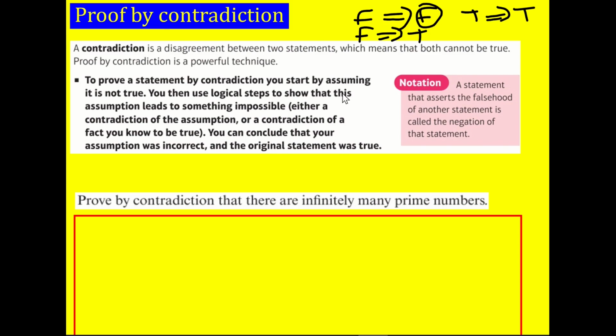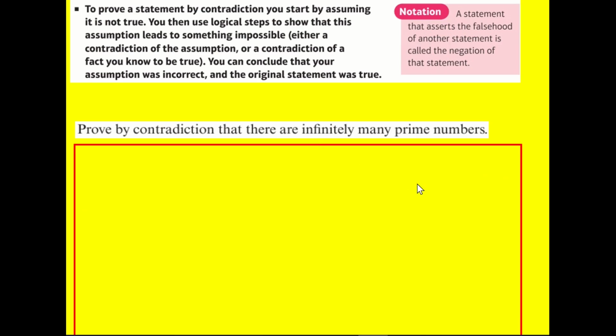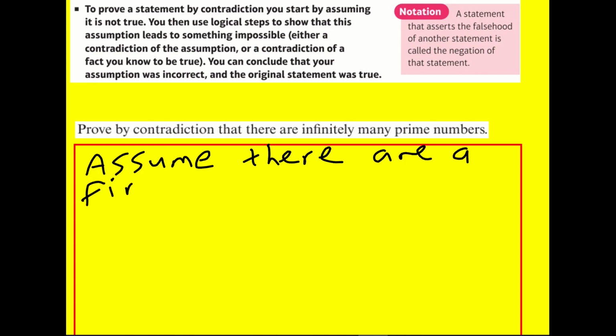So this is called the negation. We are going to prove by contradiction there are infinitely many prime numbers. Assume there are a finite number. This is what I mean by the negation, the opposite sentence. And then that means we can list them.